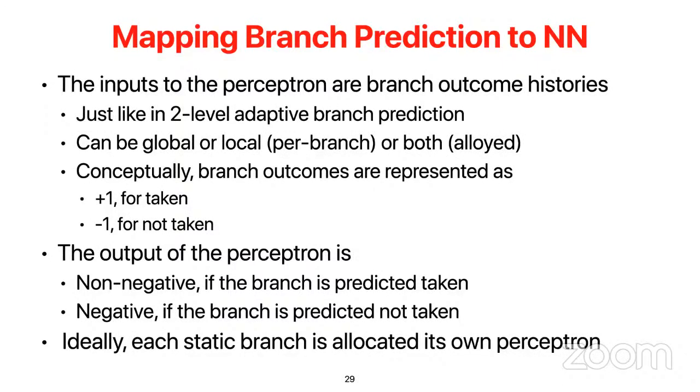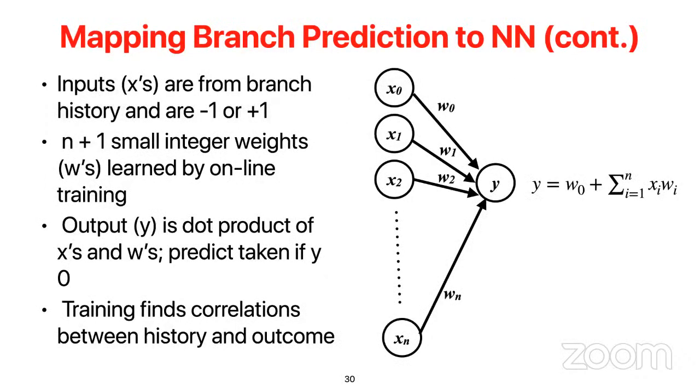And ideally, right, we want each branch to have its own perceptron. So that's the basic idea of branch prediction using NN. And as many of you know, the whole idea of neural nets is that you have an array of inputs or a matrix of inputs. We have weights, and there are many layers of multiplications. But here, because we are not talking about DNN, we are just talking about NN. So we don't have that many layers.